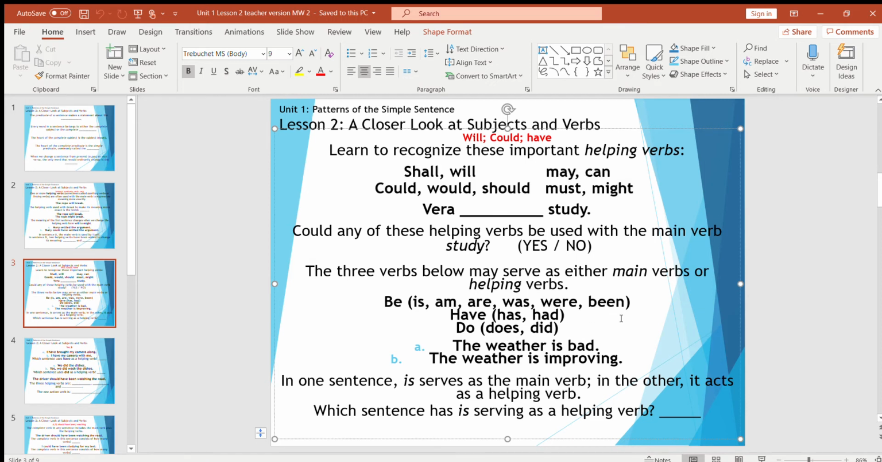So if we have the weather is bad versus the weather is improving. In both sentences, we have the verb is. But in one sentence, is the main verb there. The other sentence, though, it acts as a helping verb to another action verb. So which sentence has is being a linking verb, a helping verb? It would have to be B, because it has the action verb of improving.